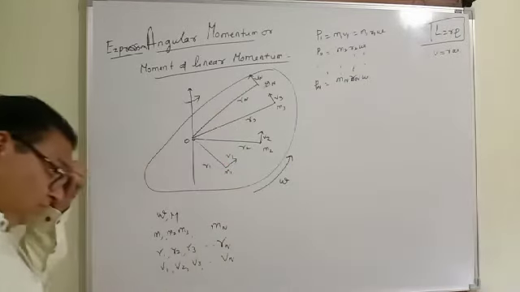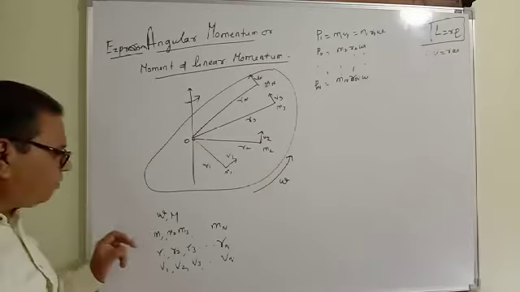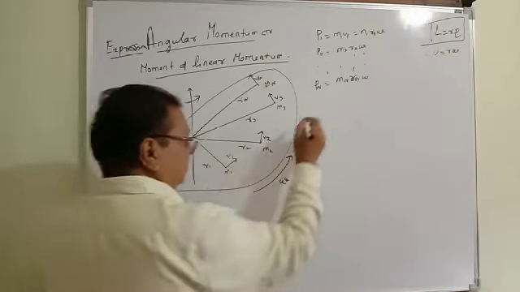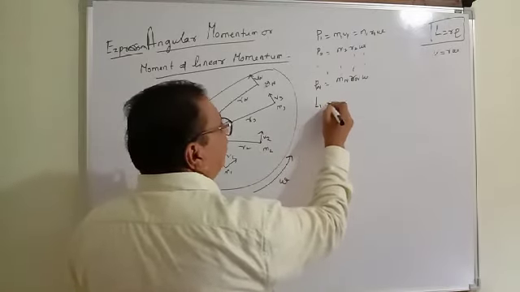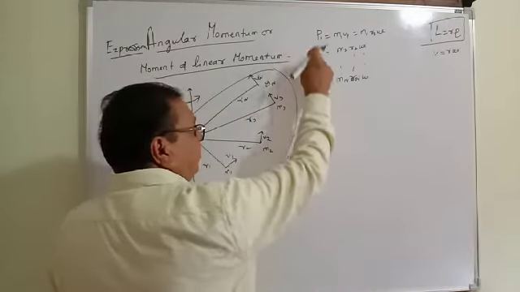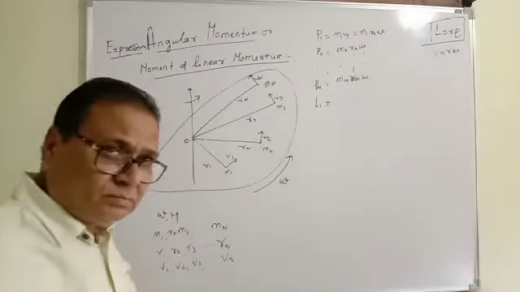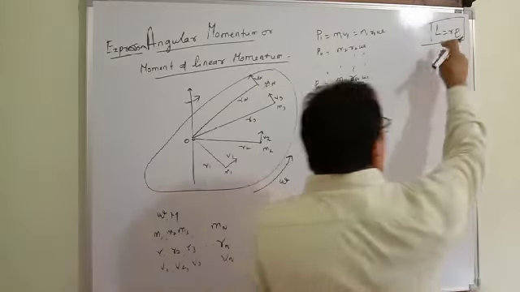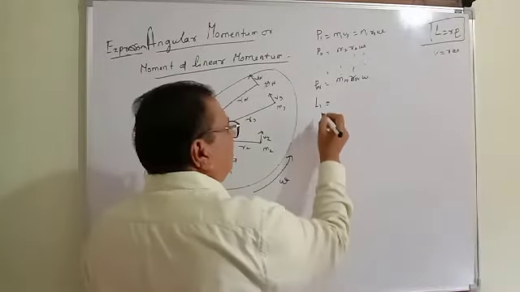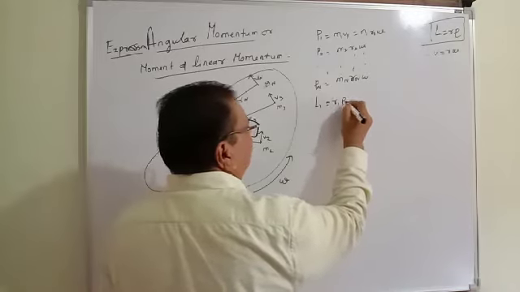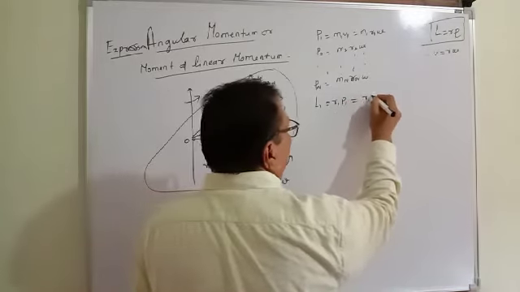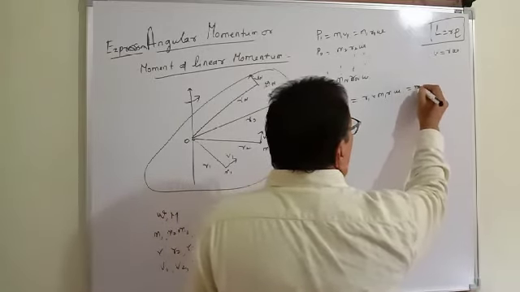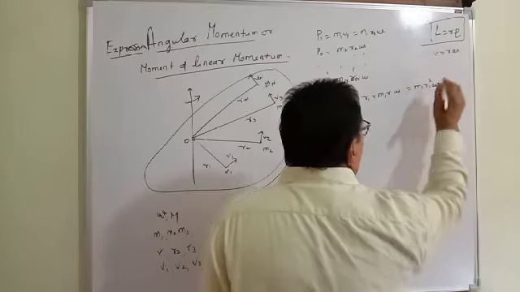Now, let us determine the angular momentum of each particle. Sorry, we have determined the linear momentum P1, P2, Pn. Let us determine the angular momentum of each particle. According to the definition, L is equal to R into P. So L1 is equal to R1 into P1, which is equal to R1 into m1 R1 omega, which is equal to M1 R1 square omega.